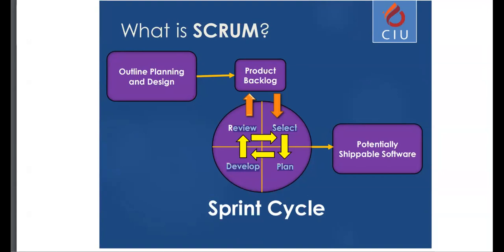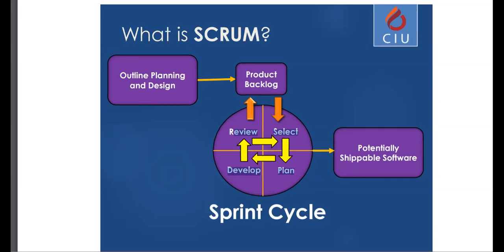There's an outline planning and design, and from the product backlog, you take up the ones at the top of your list. You know that you cannot deliver all of it. You just take up the ones that you can deliver in the next sprint cycle. And all these activities that you see, review, select, develop, and plan, happen concurrently. Now, once these cycles are completed, a potentially shippable product or service, nowadays we regard software as a service, is ready, and it goes to the customer or user or whatsoever.